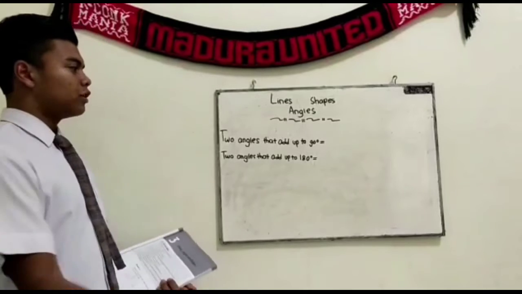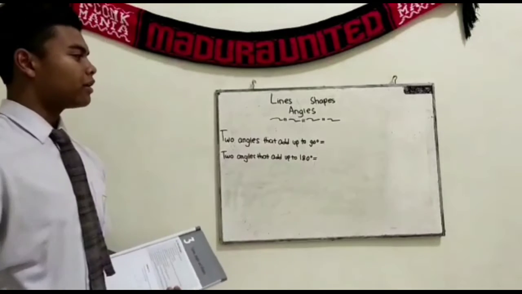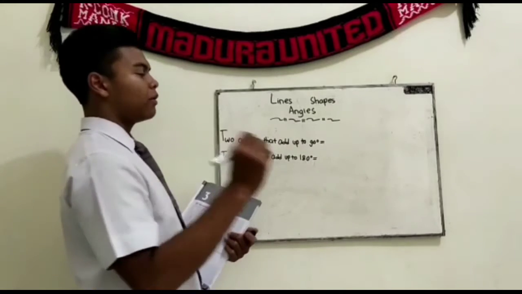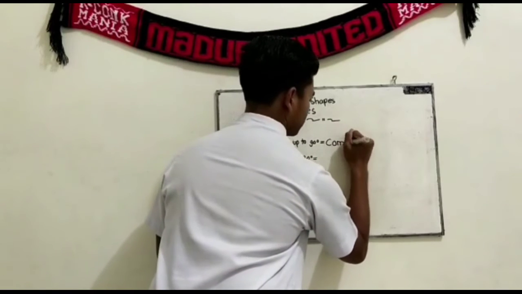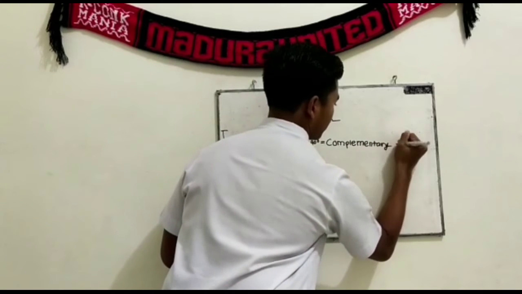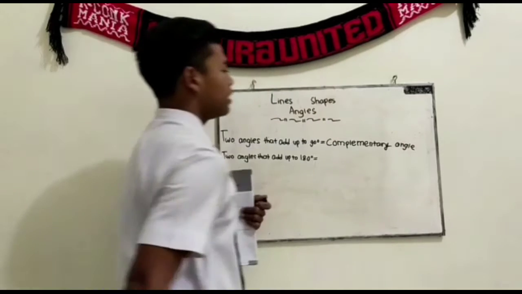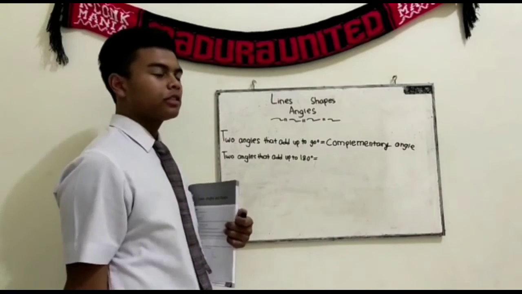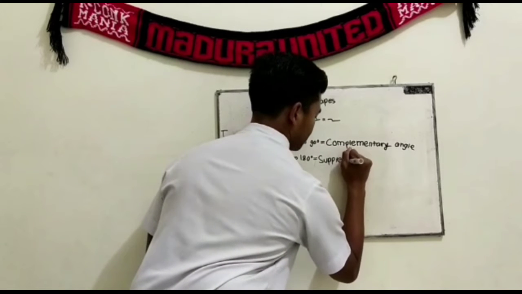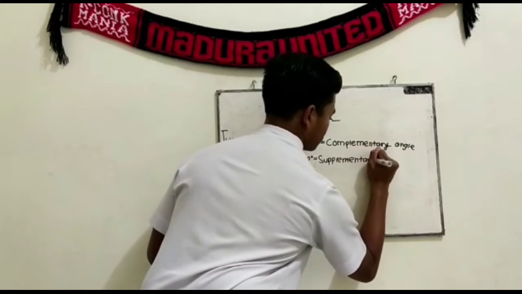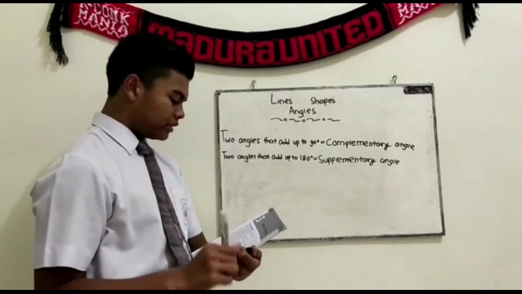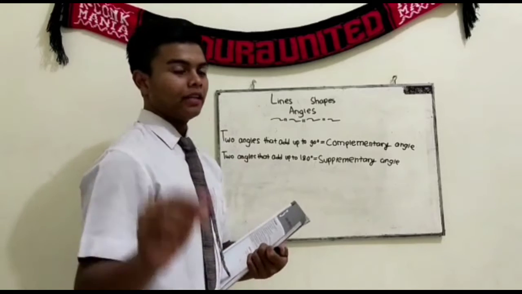Back with me again. As usual, I'm going to explain about angles. Two angles that add up to 90 degrees are called complementary angles. Two angles that add up to 180 degrees are called supplementary angles. And the sum of adjacent angles on a straight line is 180 degrees.